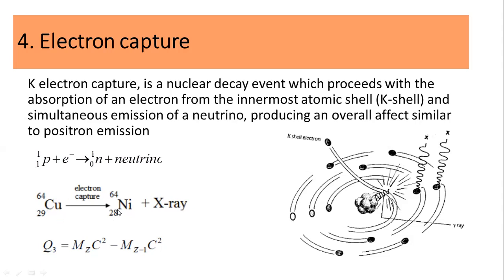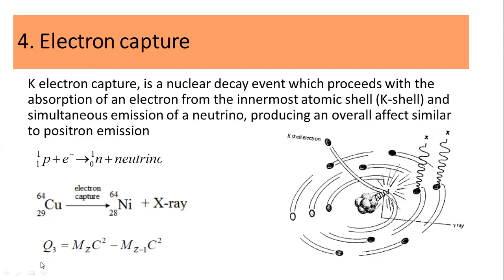Let's suppose this is an example. Copper captures an electron from its shell and is converted into nickel, producing X-rays. So this X-ray is associated with electron capture. Again, I am going to describe how these X-rays are generated with the process of electron capture. What is important here is that with electron capture, the mass number stays the same and the atomic number decreases by one, plus X-rays are produced.